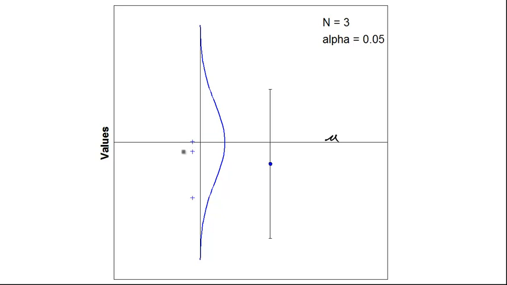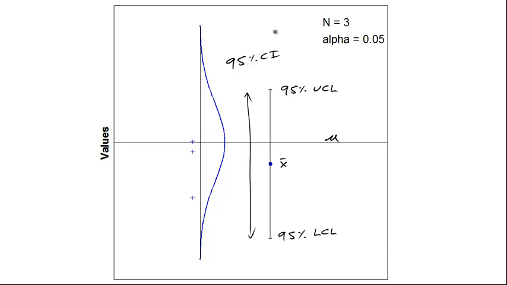And then what I've done is calculated the sample mean, x-bar, and that's just the average of these three measurements. I've also plotted the 95% upper confidence limit and the 95% lower confidence limit. And this whole range from top to bottom is known as the 95% confidence interval. The reason these are all 95% instead of, say, 90% or 99% is because I chose a value of alpha of 0.05. And I've also opted to collect 3 measurements for each sample.